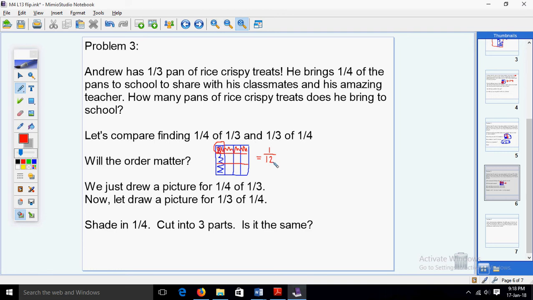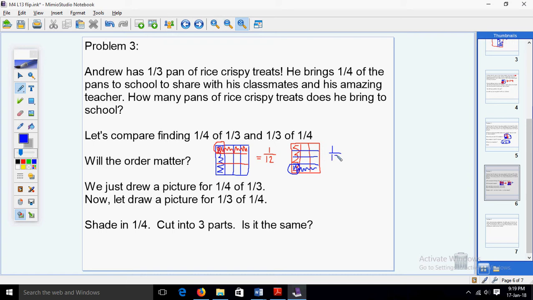So now I'm going to draw the other way. First, I'm going to start with thirds. All right. I'm going to shade in 1 because that's what we're talking about. There we go. Change to blue, and now I'm going to show fourths. So we have 1, 2, 3, 4. Once again, I'm going to shade this, and then I'm looking at my double shaded part. There's 1 out of, count those boxes, 12.